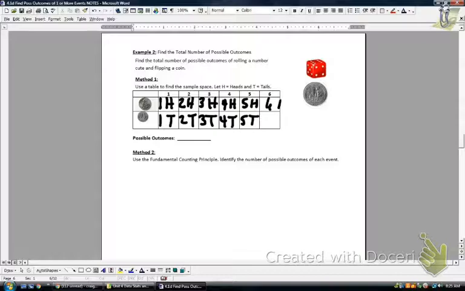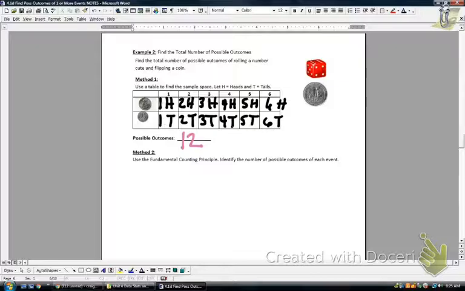So go ahead and fill out your table. And then we can count these, and there will be 1, 2, 3, 4, 5, 6, 7, 8, 9, 10, 11, 12. So the number of possible outcomes is 12.